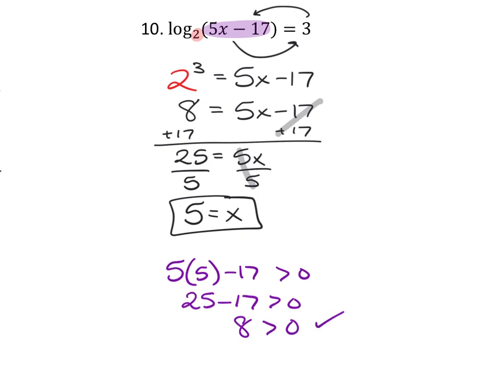When we do this one, we see that the base is 2, and once we log loop it, it would have a power of 3. Well, 2 to the third power is 8, and now I just have a cute little two-step equation to solve. We add 17 to both sides, then divide by 5 to get 5 again. But we check our work just to make sure that that number still stays positive and is greater than 0, and it is. 25 minus 17 is 8, so we're still good, and that is our solution.